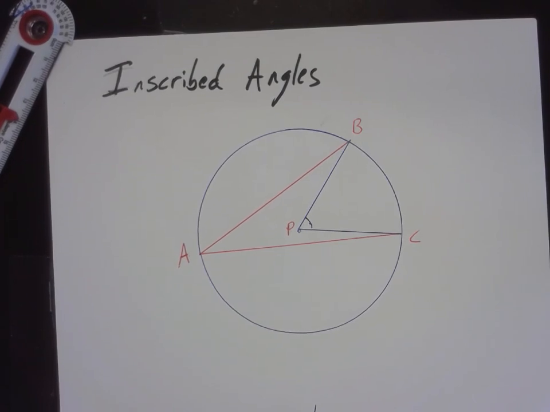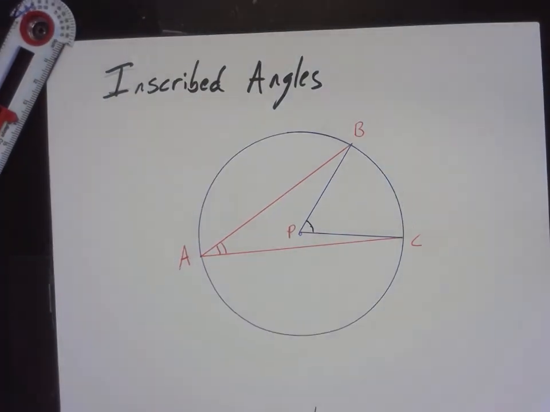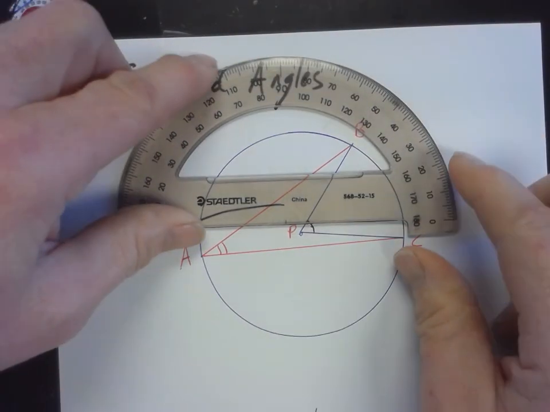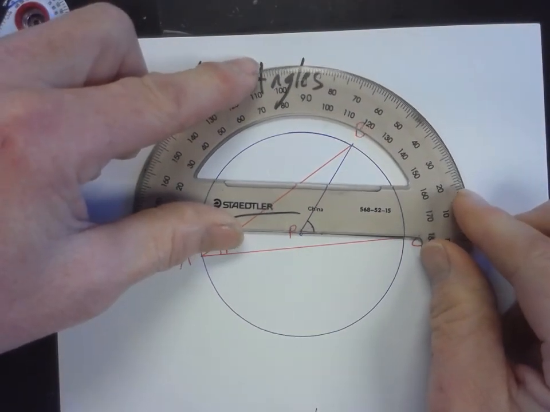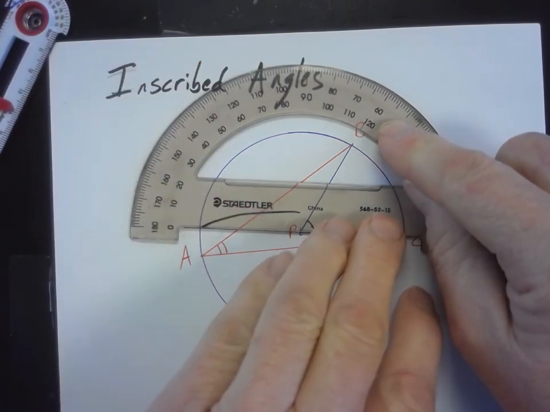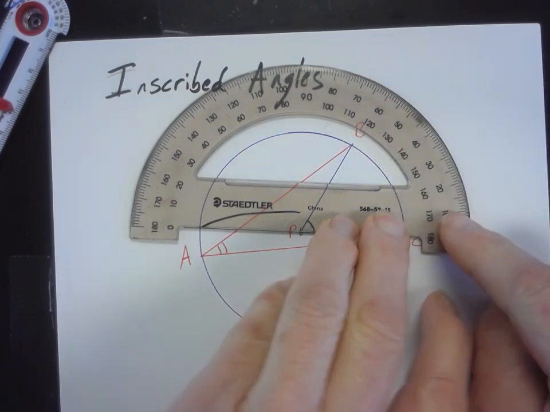What do you think about angle P in comparison to angle A? Do you think they have the same measure? Do they look like they have the same measure? Look carefully. This one appears to be slightly over 60 degrees. 63, 64 degrees, something like that.